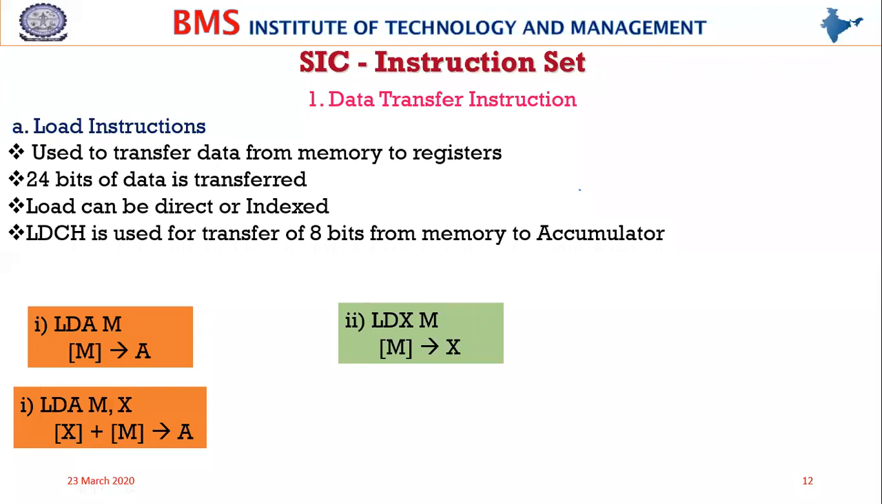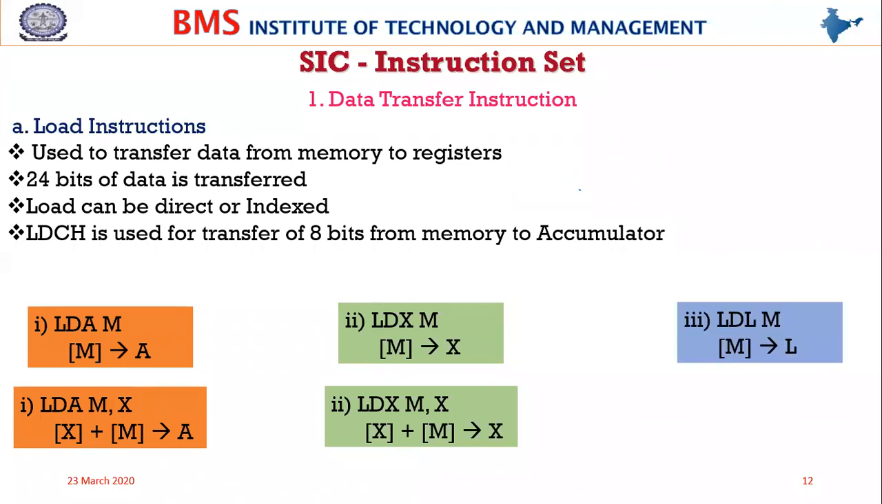That is the X and L registers. LDX M, the memory contents are loaded onto the X register. Similarly with indexed addressing mode, X contents will be added with the address M. Whatever the resulting target address, its contents will be loaded onto X. LDL can load to the L register, 24 bits are loaded onto the L register, and LDL M comma X, wherein the target address is calculated by adding M and X, and that will be loaded onto your L register.